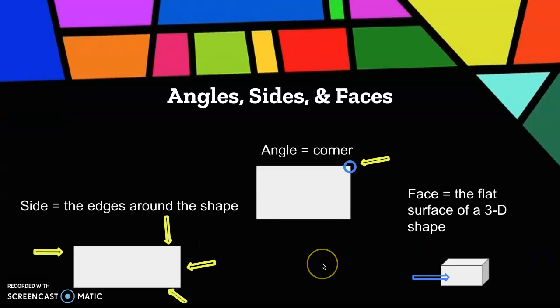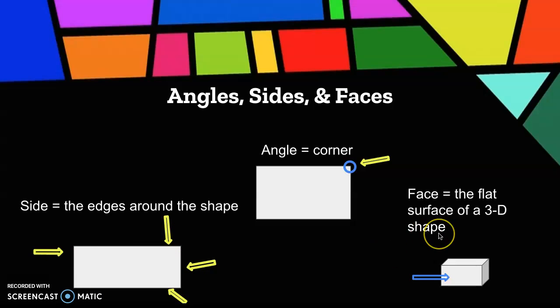So first we're going to talk about angles, sides, and faces. Alright, so an angle is the same thing as a corner. If we see the picture here, we have our rectangle, and circled is the corner. That is what we would call an angle. A side is the edges around the shape. So these arrows point to different sides of this rectangle.